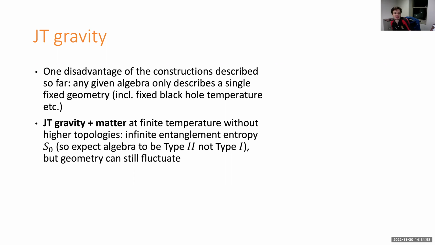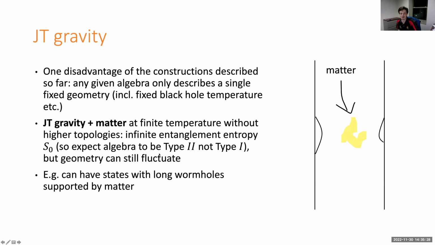So JT gravity plus matter at finite temperature, but not including higher topology corrections, is a very nice setup because we have an infinite entanglement entropy. This infinite entanglement entropy is coming from the topological term S_0 in the JT gravity action. So that means that our algebra should be really type II and not type I, but we can still have fluctuating geometry. And the way we can have fluctuating geometry is that the two boundaries can fluctuate in interesting ways. So I've just drawn an example here.